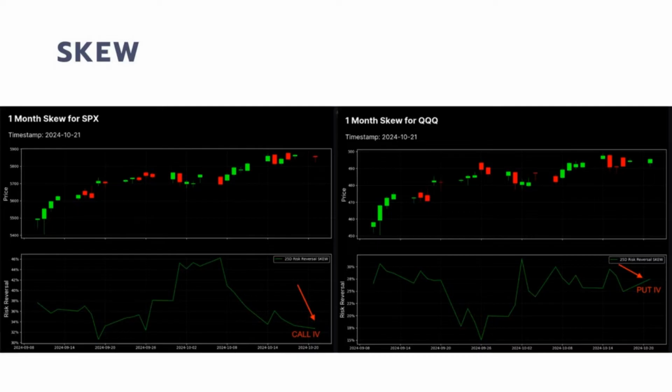What you see in this chart is that on the SPX, on the left-hand side, the call implied volatility is way higher than the put implied volatility. We see the chart being at the bottom, right? So the lower it is, the higher the call implied volatility is. But we see a different picture on the QQQ, where the implied volatility of 25 delta puts seems much higher than 25 delta calls.